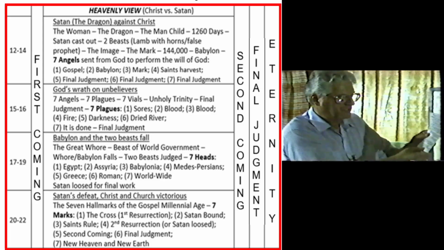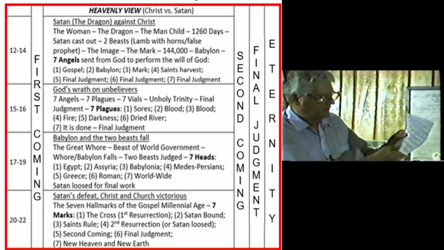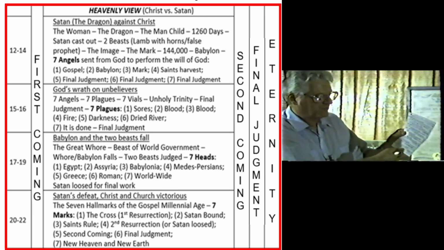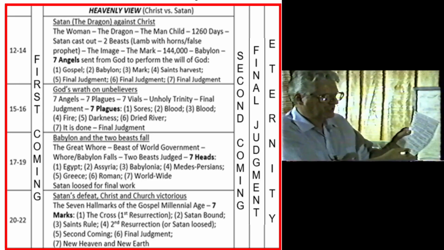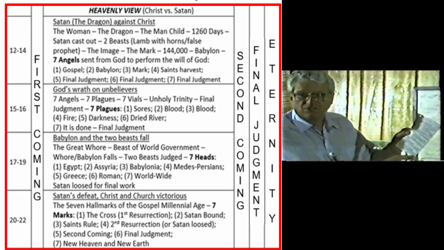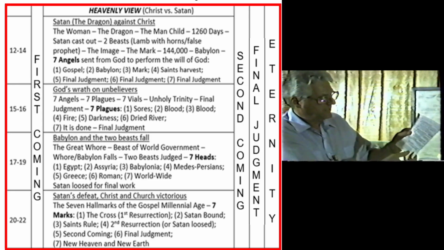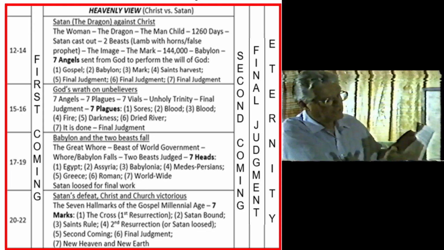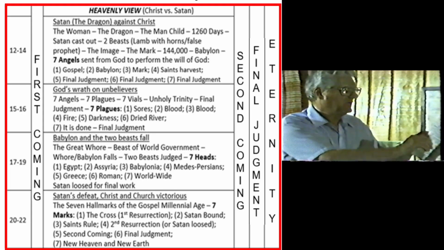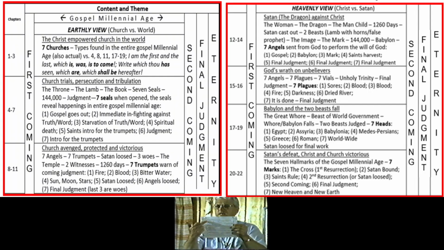Seven marks, but there's seven things that happen in chapters 20 through 22, and it comes right out. There's the first resurrection, Satan is bound, saints reign, second resurrection, final judgment, New Jerusalem, new heaven and earth. They're the only seven things discussed. So this gives you an idea how everything is laid out, taking you into the second coming, final judgment and eternity. And it just puts it together, and I've tried in each one of these columns to give you the main topics that are covered here.